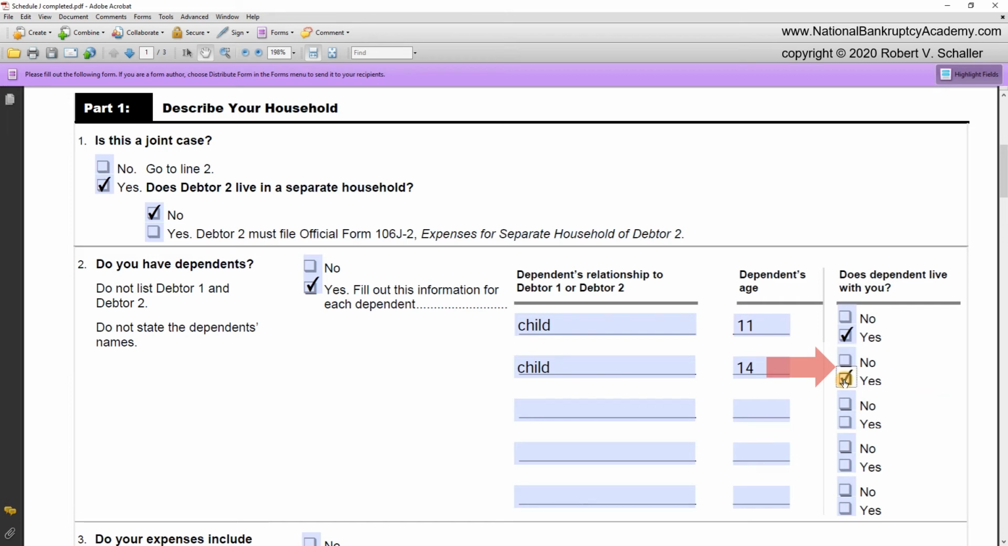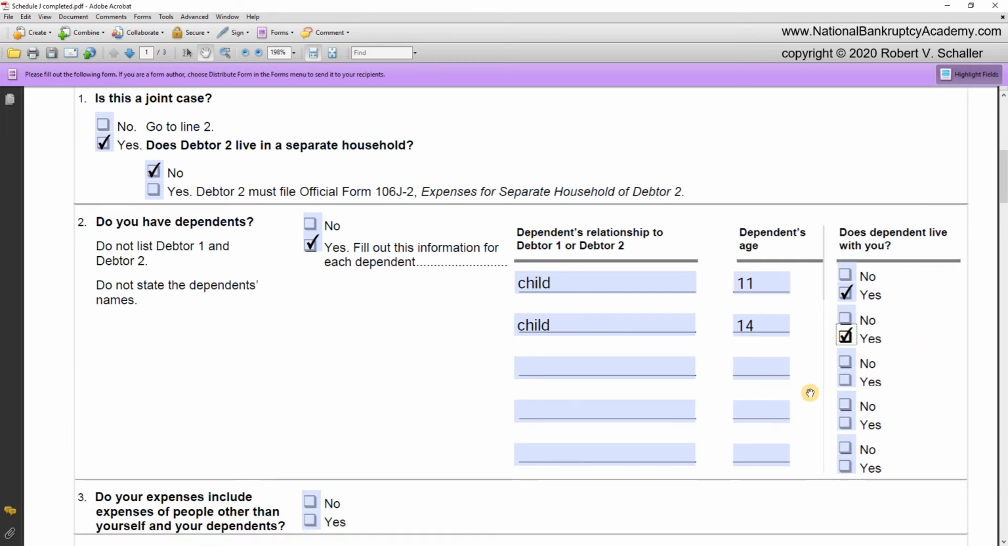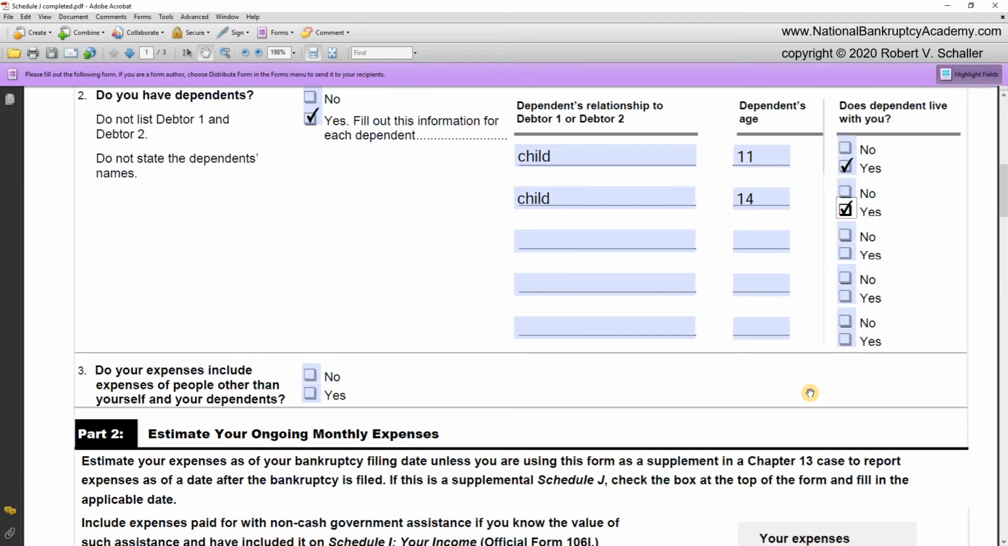So click yes. Now we want to scroll down to line 3. Line 3 asks the question, do your expenses include expenses of people other than yourself and your dependents? In this case, the answer would be no. So check the no box. Let's scroll up to Part 2.